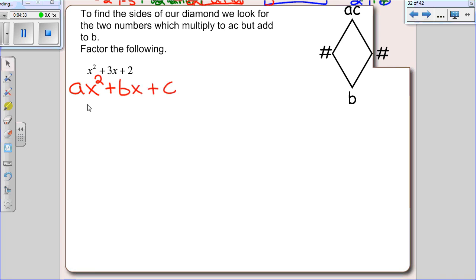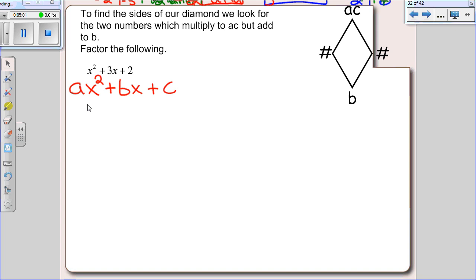In most cases, you'll have an x squared term, or a y squared term, or something squared. And the number in front of it, the coefficient, we call that a. Then we're going to have some x, and its coefficient we call b. And then you're going to have some constant, something that has no x's attached to it. We call that c.